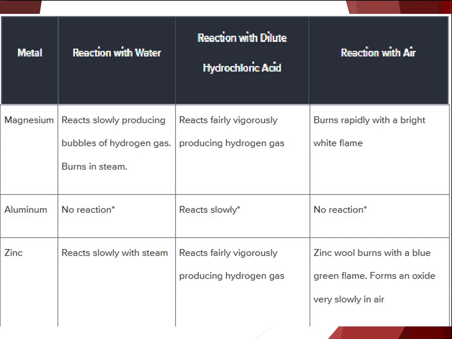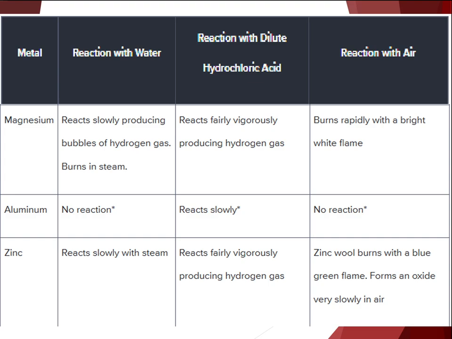Magnesium reacts slowly with water, producing bubbles of hydrogen gas. This can burn in steam. Magnesium's reaction with dilute hydrochloric acid: it reacts fairly vigorously, notice the word fairly there, producing hydrogen gas. Then magnesium's reaction with air, it burns rapidly with a bright white flame.